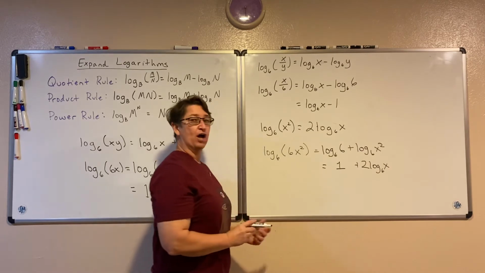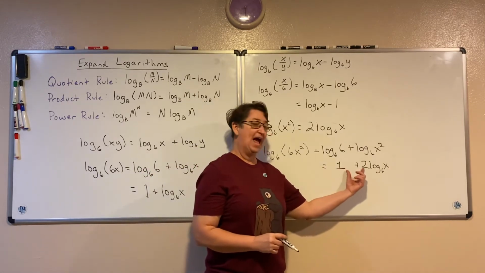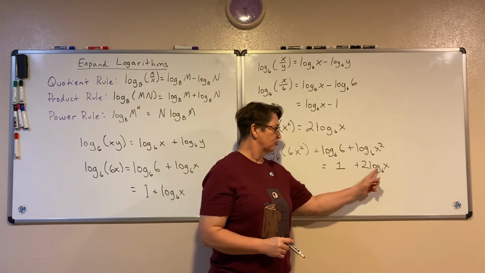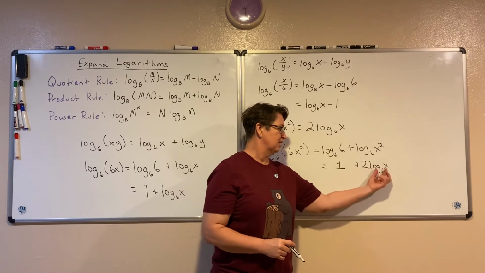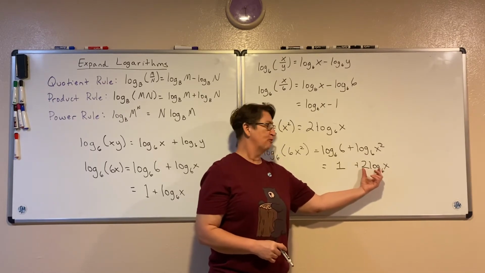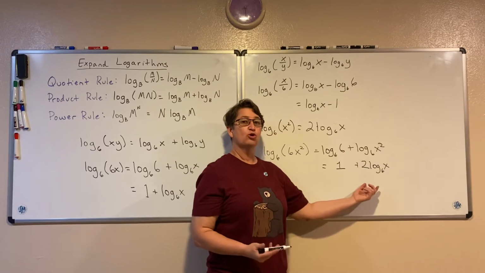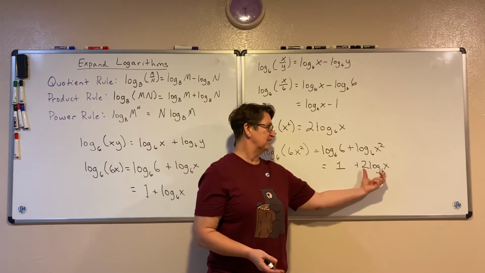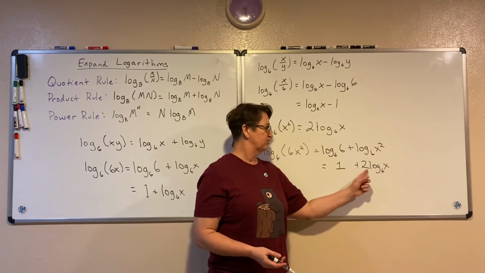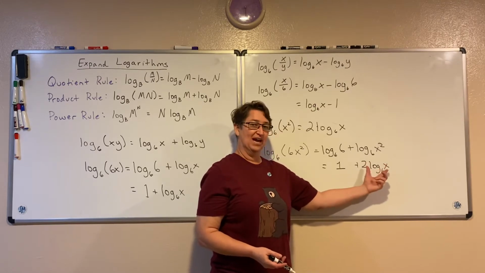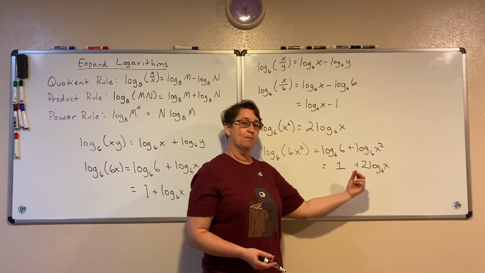Notice that I cannot add these together. This multiplication of 2 times this number must happen before we can add, or you can think of it as like terms. These two things are not like terms. This 2 has this log base 6 of x on it, so we cannot combine those together.